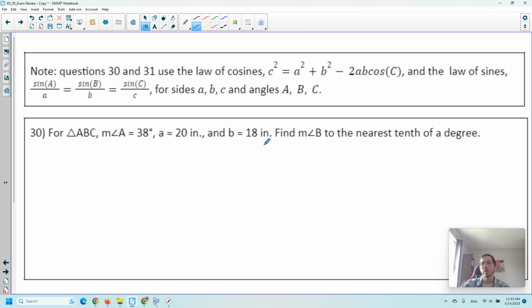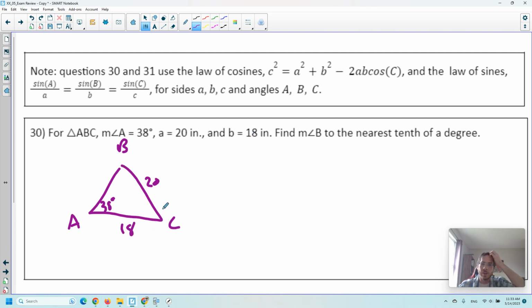30 and 31 say we use the two equations that we've got. For 30, triangle ABC. A is 38 degrees. Little a is 20 inches, so remember little a is always across from big A. Little b is 18 inches, so that's 18 across from big B. Find big B to the nearest 1/10 of a degree.